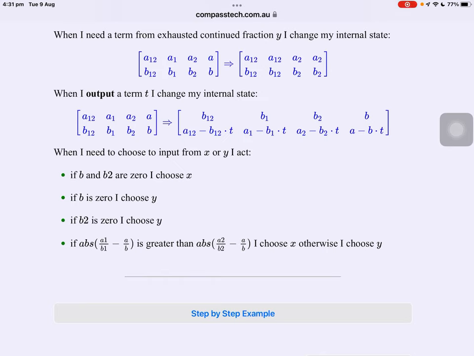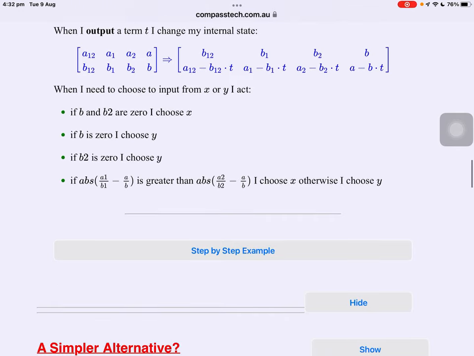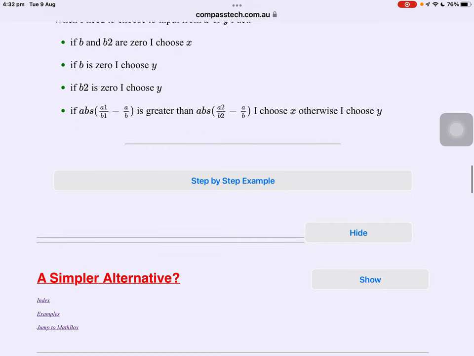It seems a lot to take in, but notice one interesting thing. When I output a term, t, it takes the four denominator terms, the b terms, and they become the numerator terms. The numerator terms are a bit more complicated. They become the denominator terms. But effectively, what you can see there is that when I output a term, I effectively turn my continued fraction upside down, my matrix upside down, and do some work on it. We saw the rules for what happens when choosing x and y.